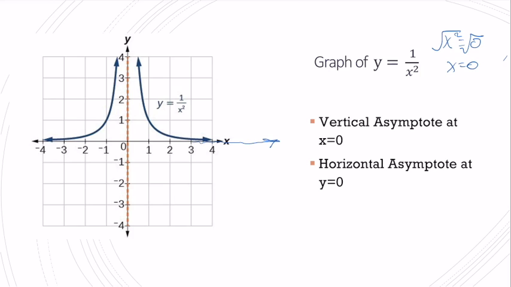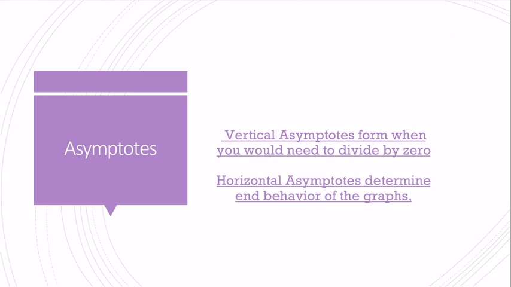So when we're graphing our rational functions, we want to make sure we find our domain, and we're going to have to determine what the asymptotes are. This will help us figure out how to graph our equation. So, vertical asymptotes form when you would need to divide by 0. So this is when x is equal to some constant. And horizontal asymptotes help us determine the end behavior of our graphs. So first off, let's practice finding asymptotes.